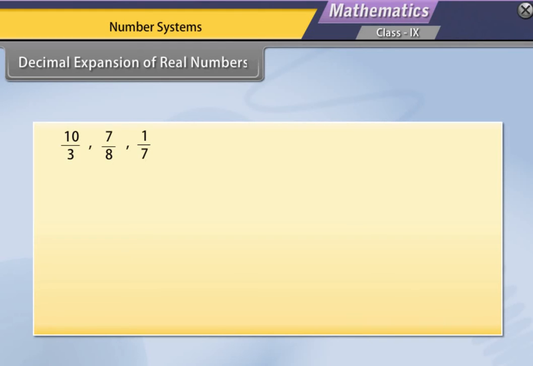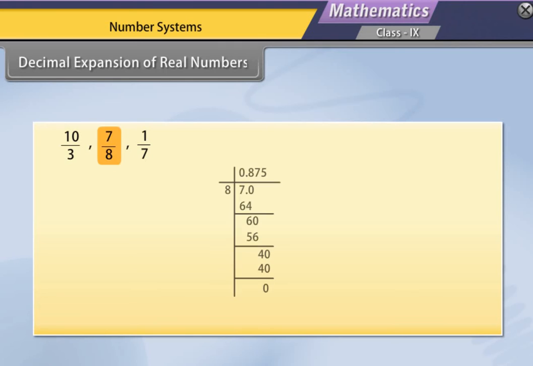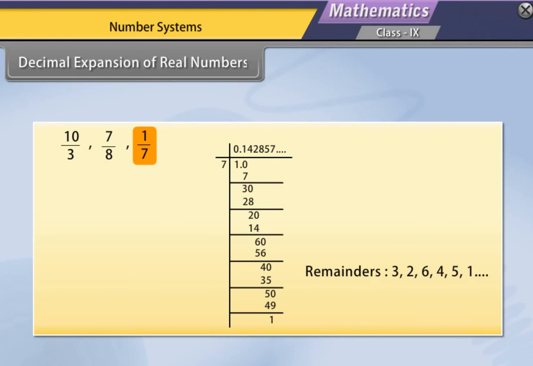Here we can see that on decimal expansion of 10 by 3, we get remainders 1, 1, 1, 1, 1. Similarly, the decimal expansion of 7 by 8 gives remainders 6, 4, 0. And the remainders of 1 by 7 are 3, 2, 6, 4, 5, 1.